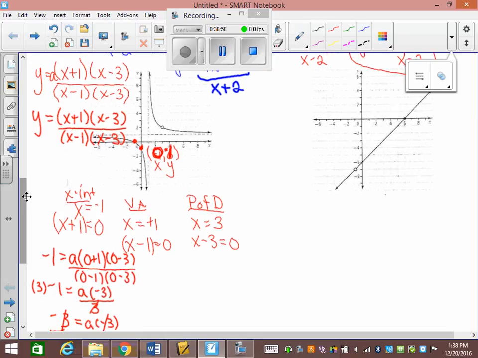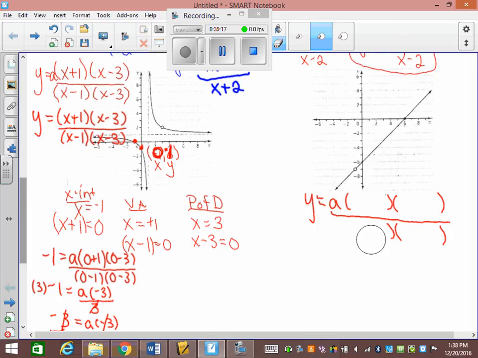This one over here, what's the catch on this one? It only has a point of discontinuity, correct? But what did I tell you to do? You're going to go y equals a, the x-intercept times the point of discontinuity over the vertical asymptote times the point of discontinuity. The only difference is this one doesn't have a vertical asymptote, correct? So I don't have that.